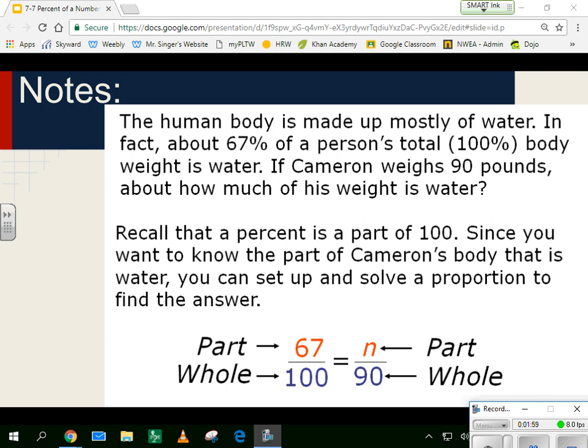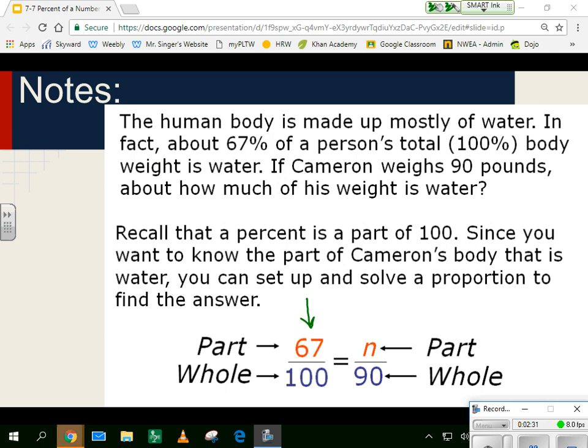Well, 90 pounds is exactly the 100% part of Cameron's body. And if 67% of that 90 is water, that's what we're trying to figure out. So remember, percent is out of 100. And since you know what Cameron's body is as a total, and you know how much of his body is water, we can set up a proportion and solve the problem that we're trying to work with. So down here, this is how we're going to be setting up our proportions to be able to figure out the percent of a number.